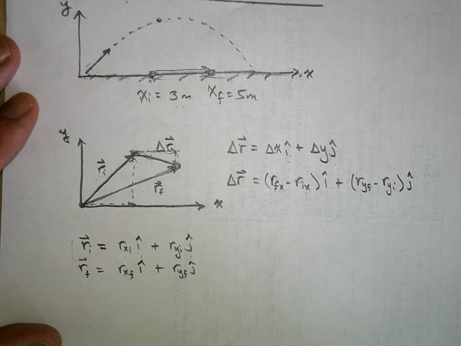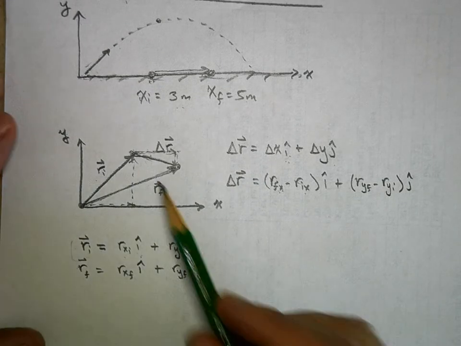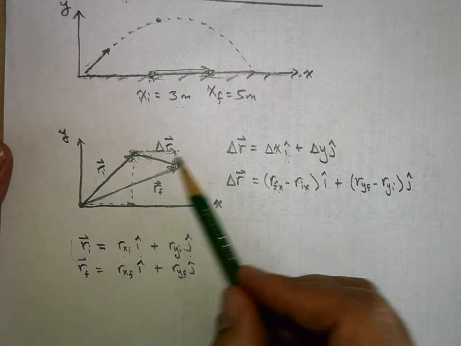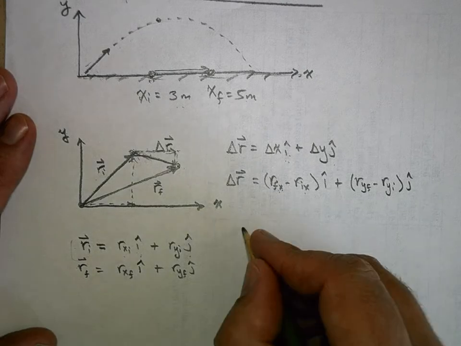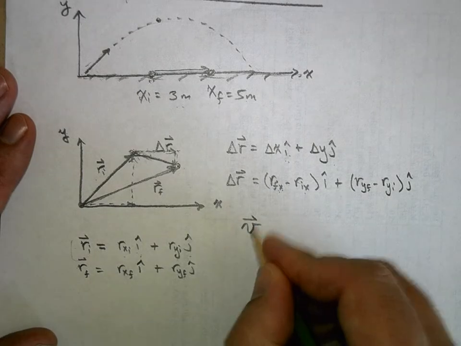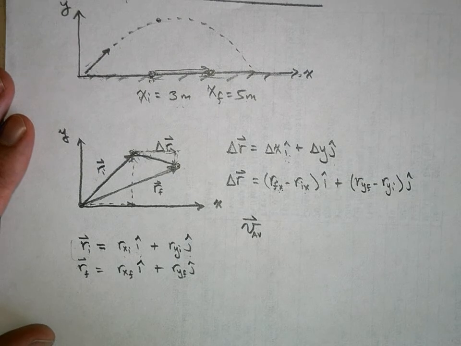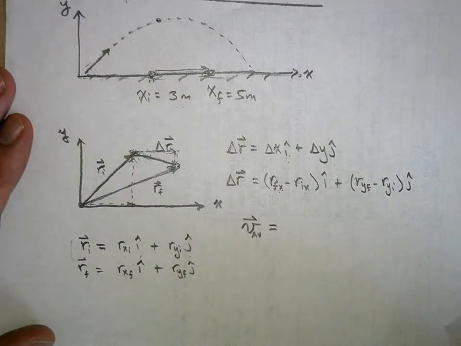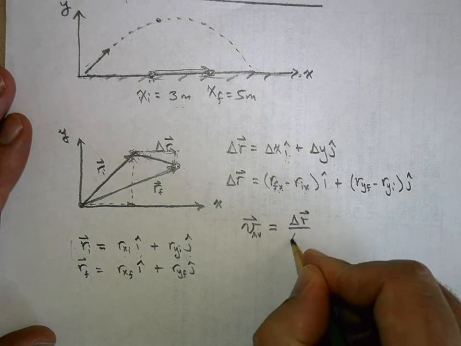It took time. And so if we divide the displacement by the time, we get average velocity. So now we have, I'm going to subscript it like that, average velocity. Well, that's going to be equal, by definition, to delta r over delta t.